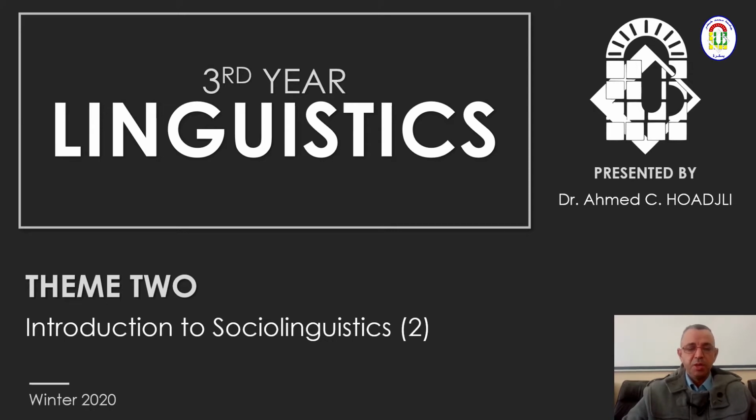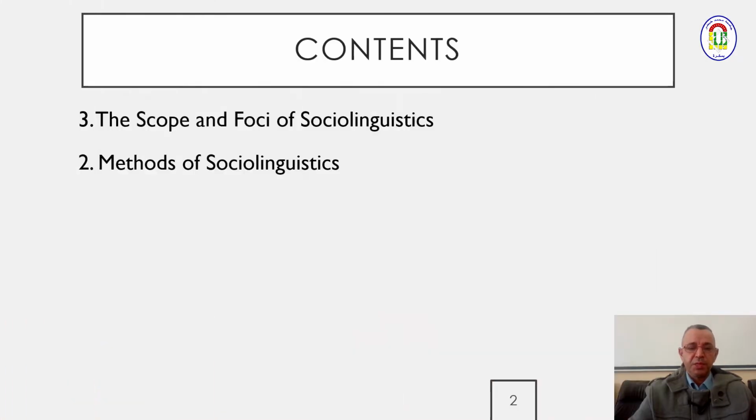Just to remind you, in part 1 of the introduction to social linguistics, we talked about the definitions of social linguistics, and also the emergence of social linguistics. In this second part of theme 2, we are going to cover two main parts. The first one is the scope and foci of social linguistics. The second one is about the methods of social linguistics.